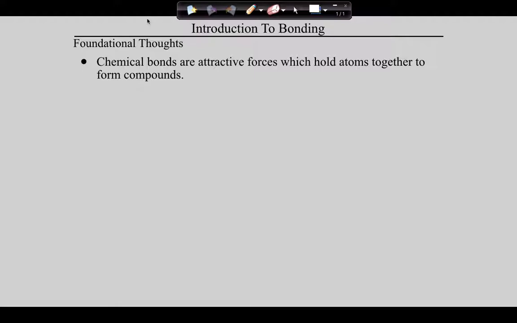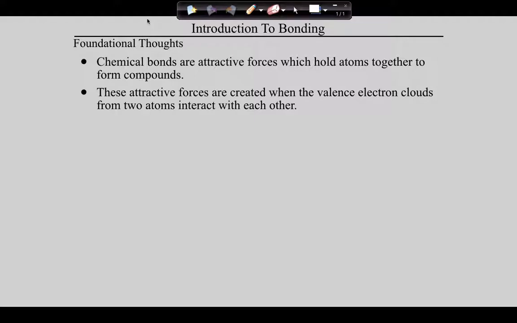Now, guys, the question is this: what part of an atom forms the bond? Do you know? I think you know. When bonds form between atoms, physically, what part of the atom is interacting to form the bond? The electrons. Guys, electrons form bonds, which brings us to this point. These attractive forces are created when valence electron clouds from two atoms interact with each other. So when these orbitals, these clouds, however you think about them, interact, the electrons actually form attractive forces, which we call bonds.